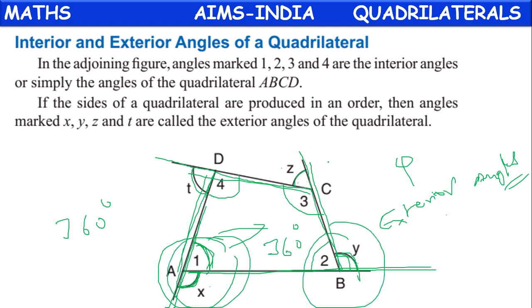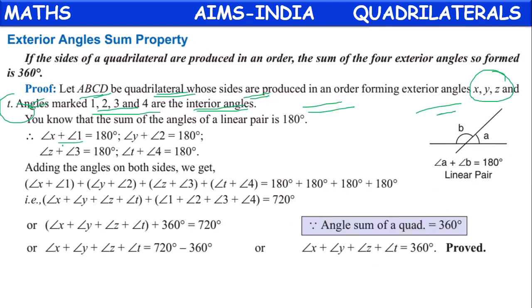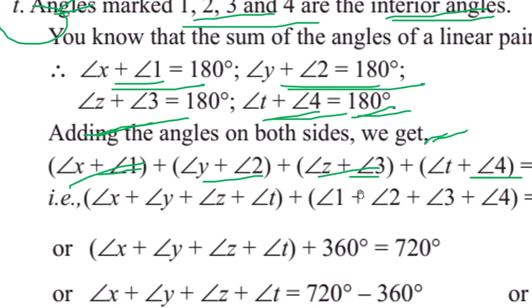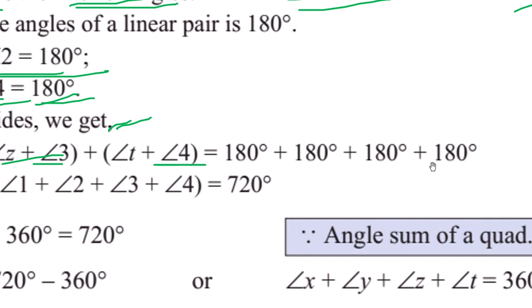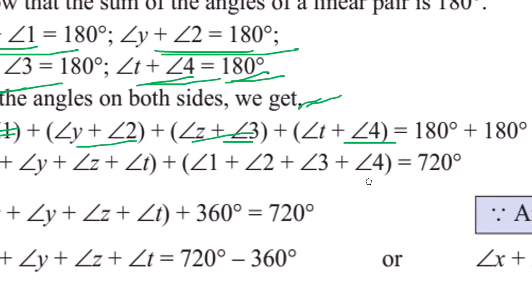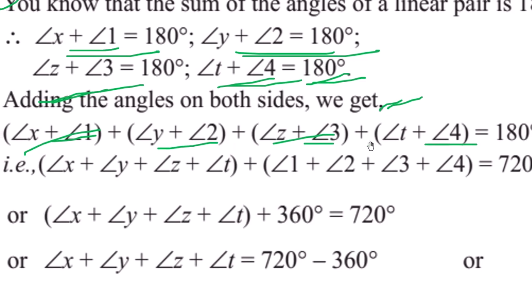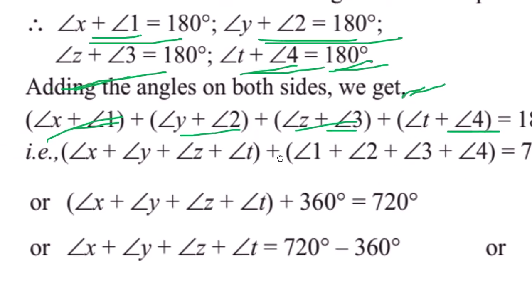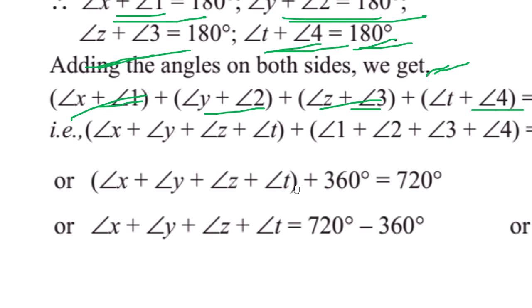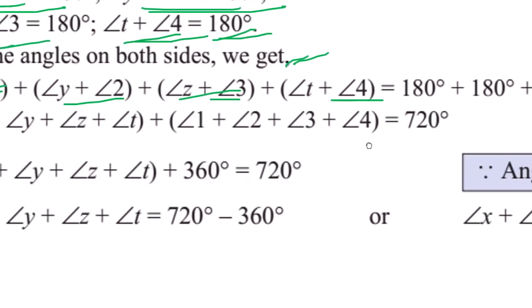1 and X form a linear pair. 2 and Y, Z and 3, T and 4 all form linear pairs. So 1 plus X is 180, Y plus 2 is 180, Z plus 3 is 180, T plus 4 is 180. Adding all the angles, what do we get, children? X plus 1 plus Y plus 2 plus Z plus 3 plus T plus 4 equals 180, 180, 180, 180, which is 720. We can separate X plus Y plus Z plus T, and put 1 plus 2 plus 3 plus 4 in one group.